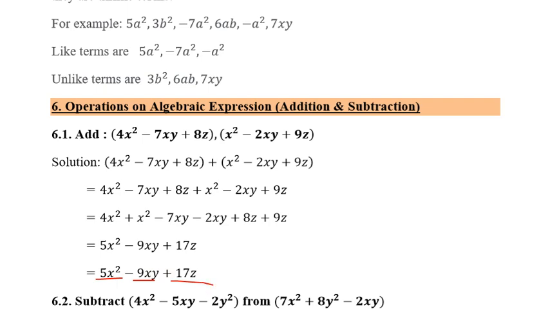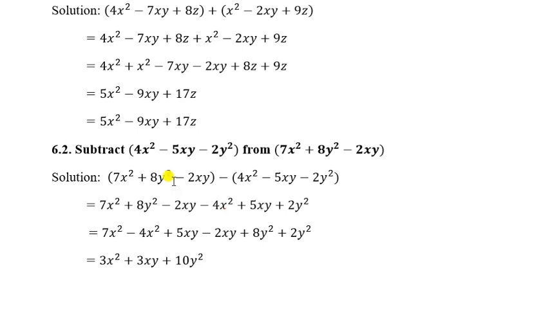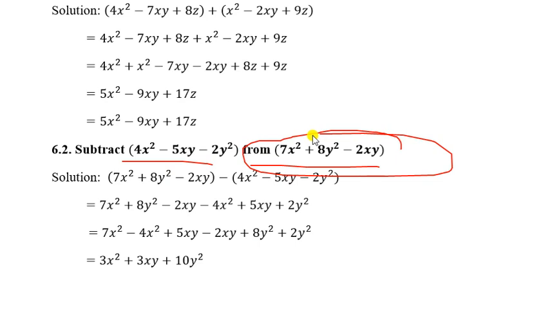The same way you have to subtract also. See, subtraction. It is written, you subtract this one from this. That means this term you have to write first, because you have to subtract from here. 7x square plus 8y square minus 2xy, minus this term, 4x square minus 5xy minus 2y square.